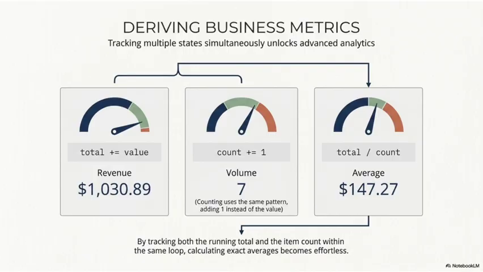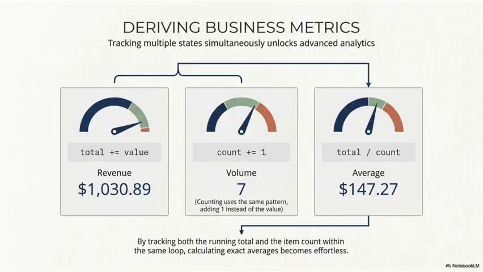The real power of the accumulator pattern emerges when you track multiple states simultaneously in a single loop pass. By maintaining 3 variables, total, count, and the derived average, you can produce a complete analytics summary from one loop. Total plus equals the value accumulates the revenue. Count plus equals 1 counts transactions using the same pattern, but adding 1 instead of the value. After the loop, total divided by count gives the exact average.